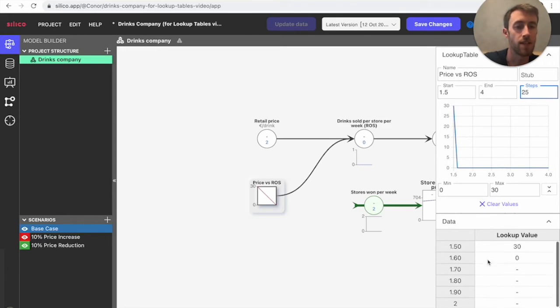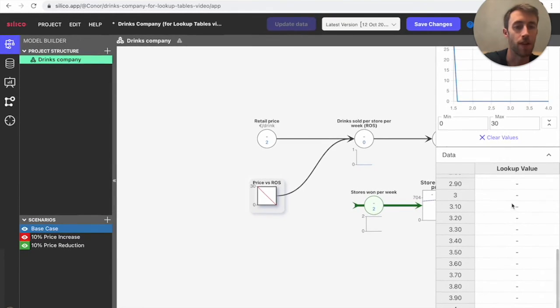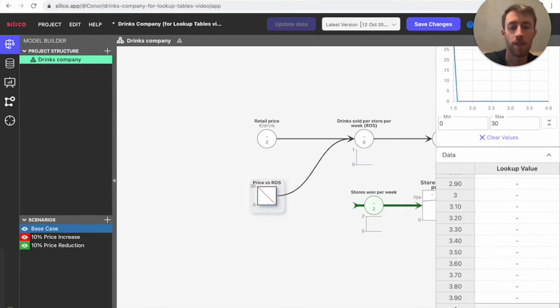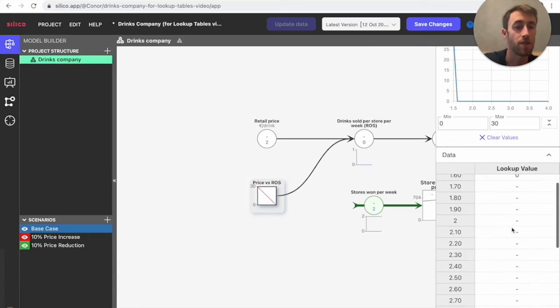So now we can see there's a 10-cent increment in price, and we can set a specific lookup value for that from 1.5 all the way to 4. So we know that at 1.5, the rate of sale that we're assuming would be 30. We know that at 4, that's too expensive a price, and the rate of sale we're assuming would be 0. We might also know, for example, that based on previous data, when we charged €2, the rate of sale would be 10 units per week in that case.